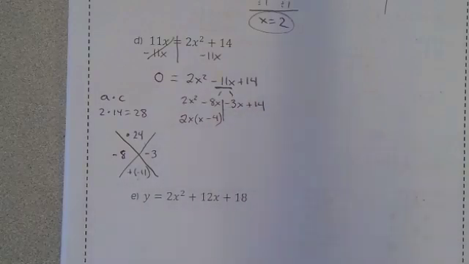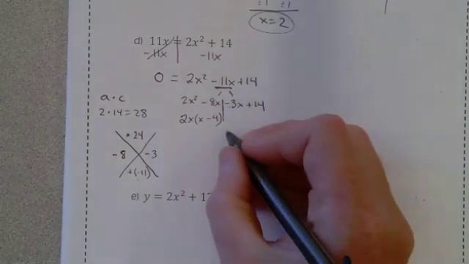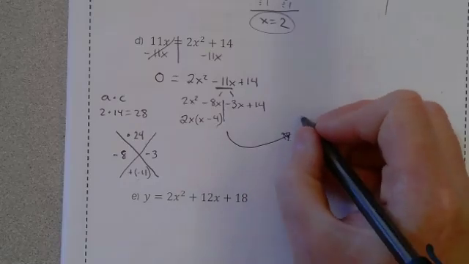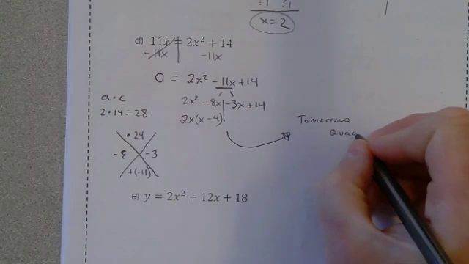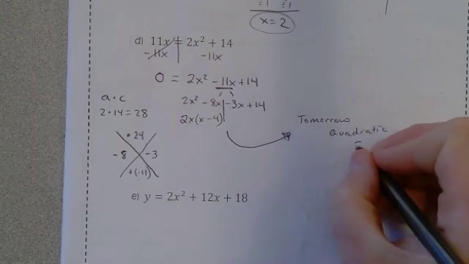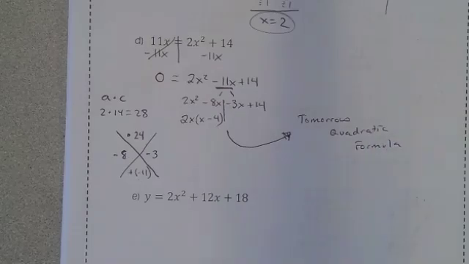can 3 and 14 be factored? It can't. So what do we do if we can't factor it? This is going to be tomorrow. Quadratic formula. We have to use the quadratic formula tomorrow on this one. So that's as far as we can go on that problem. Because 3 and 14 we can't factor by grouping on this one, as it turns out.